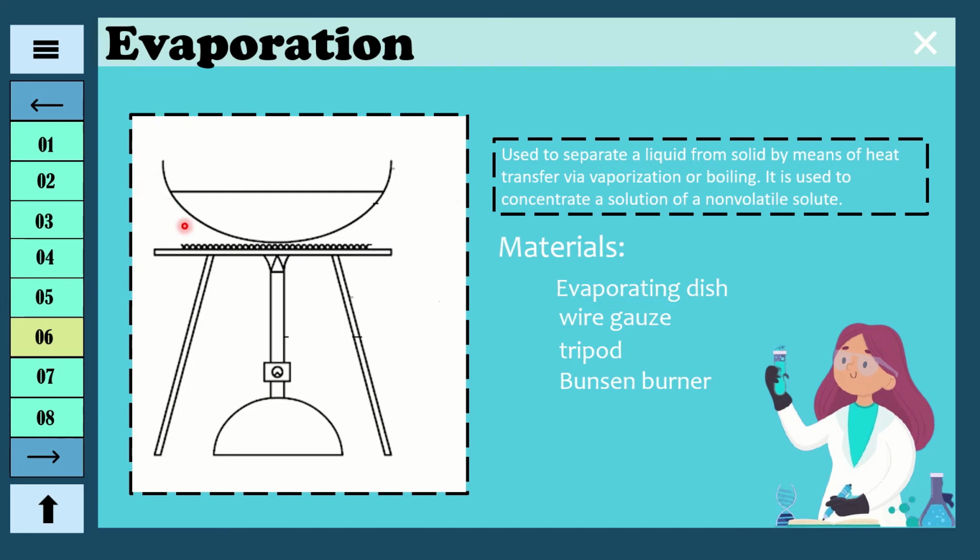To do this, place the evaporating dish supported by a tripod with a wire gauze. Again, the wire gauze will be used to evenly distribute the heat in the evaporating dish. And then, place and light the Bunsen burner below the tripod. The resulting solid left in the evaporating dish is what we call precipitate, also named solid residue.